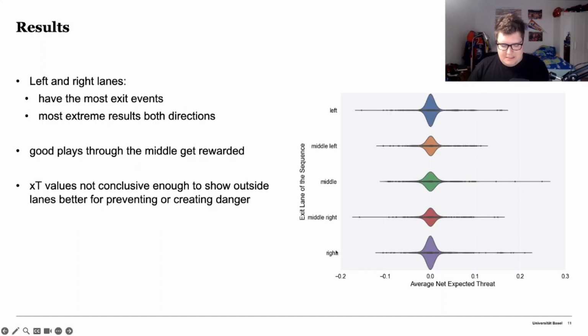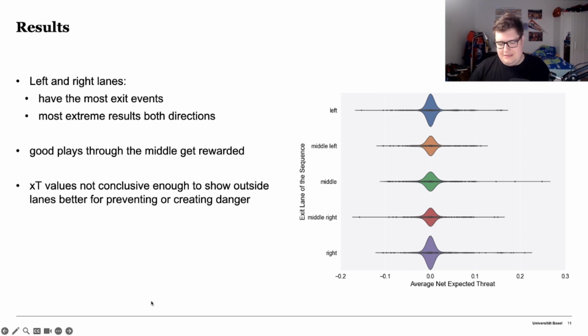Then with my results, you can see that in the left and right lanes we have the most events, but also the most events that are net zero, and we get the most extreme results in both directions, because there are a lot of events that are some really good ones and some really bad ones. And you can see that really good plays through the middle get rewarded a lot because you decrease the danger in the middle a lot, but you can also be punished for these exit events.